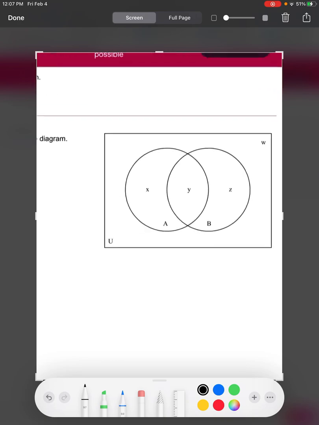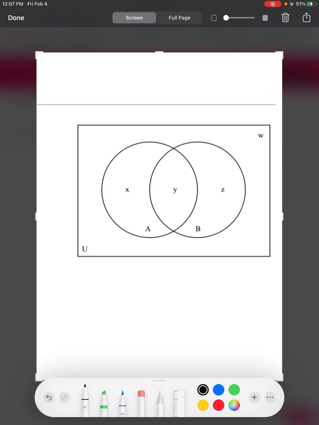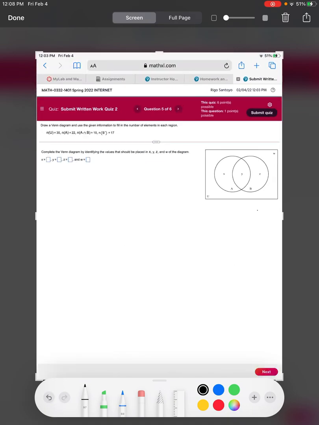So when we're working with Venn diagrams, we want to work from the inside out. So we really want to start here and then start working our way out. The center of the Venn diagram is always like the heart, so that's where we want to start. So let's take a look and see if we know what the center is.